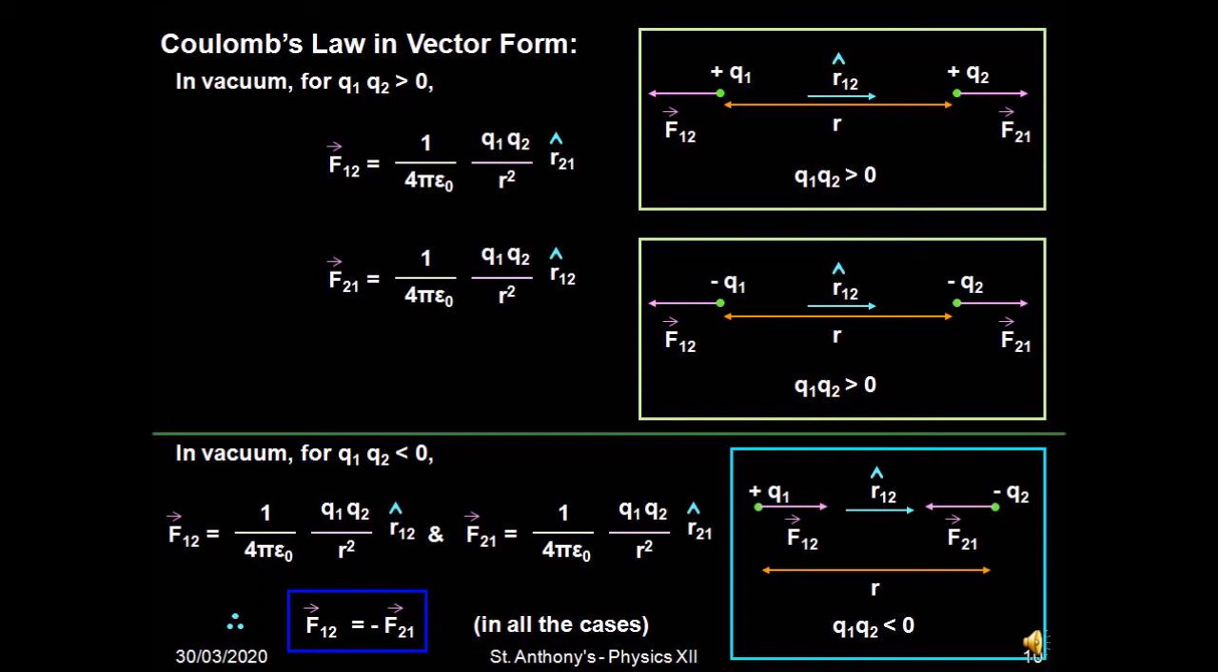In the same manner, the F21 vector. F21 vector means the second force in the first diagram only. F21 vector is magnitude 1 upon 4 pi epsilon 0 q1 q2 upon r square into the direction. Now the direction of r12 cap and F21 vector are the same. So to denote the direction, we put at last r12 cap.